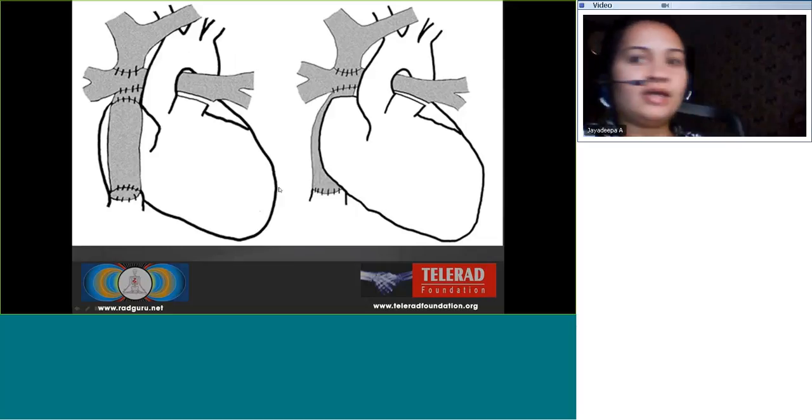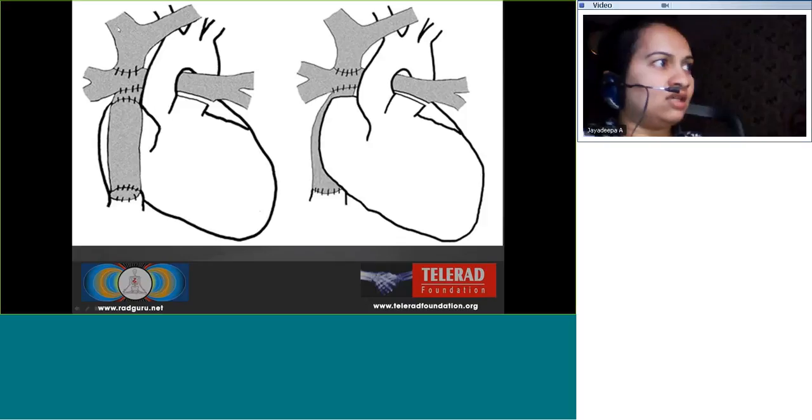Now this is followed by what is called the Fontan procedure. Now this can be done in 2 ways. One is through a lateral tunnel procedure, which is basically an intra-atrial tunnel. Here a baffle is placed within the right atrium, which directs the blood from the inferior vena cava to the pulmonary artery directly, bypassing the right atrium.